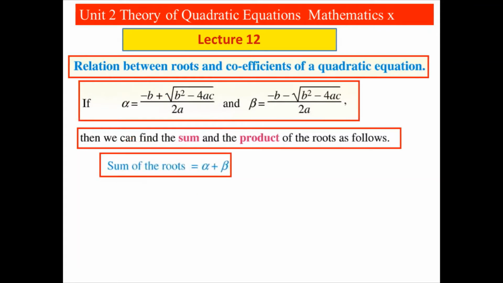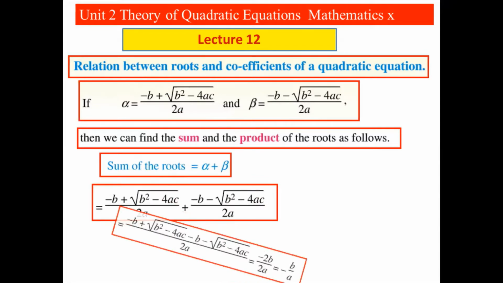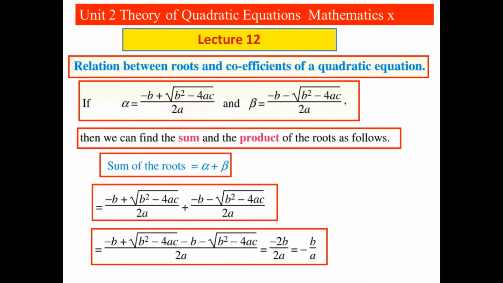So the sum of the roots is equal to alpha plus beta. By using the values of alpha and beta, we can write this as follows. Now we can take 2 as the LCM, and after simplification, this will cancel out with this one, and now we have minus 2b over 2a. The 2 cancels out with this one, so we have minus b by a. So the sum of the roots, alpha plus beta, is equal to minus b by a.